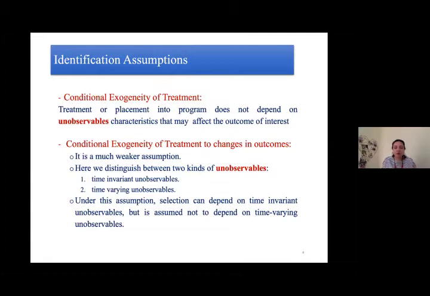So it's kind of a weak assumption. When we include the time dimension, we can control for the unobservable characteristics that are time invariant, but we cannot control for the unobservable characteristics that are varying over time. So for now, we'll consider observable characteristics and unobservable characteristics that are time invariant.